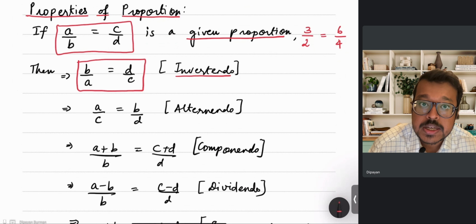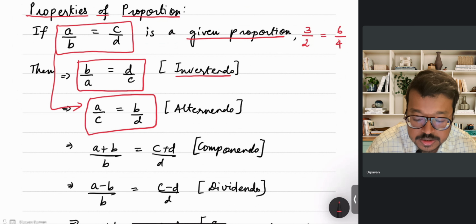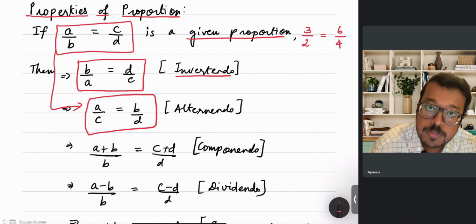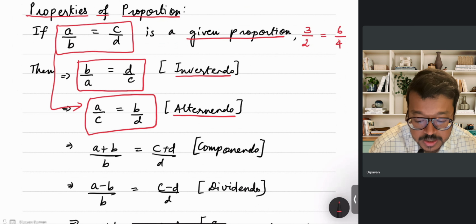Or I could have interchanged the mean terms, and then the result is again a new proportion. For example, if I had started with a is to b equals c is to d and I interchange the mean terms, then a is to c will be equal to b is to d. That property is known as alternando.